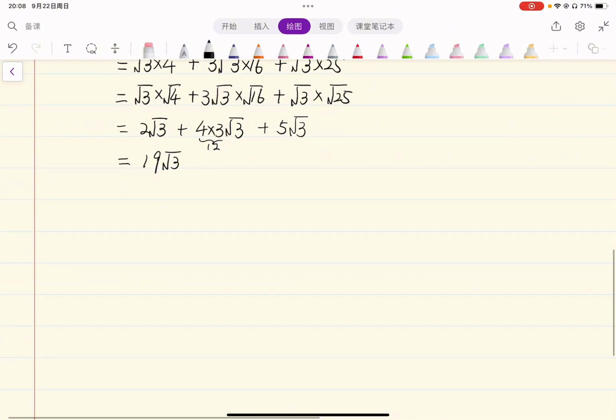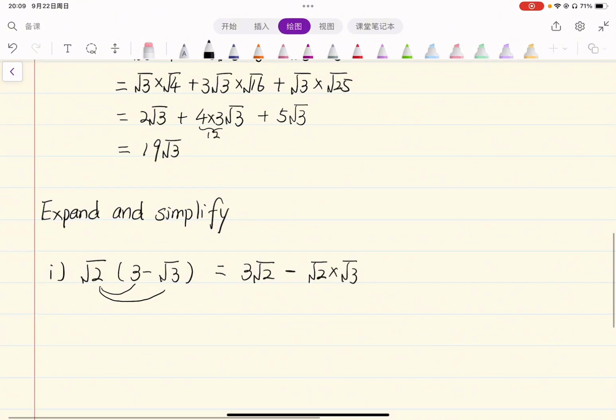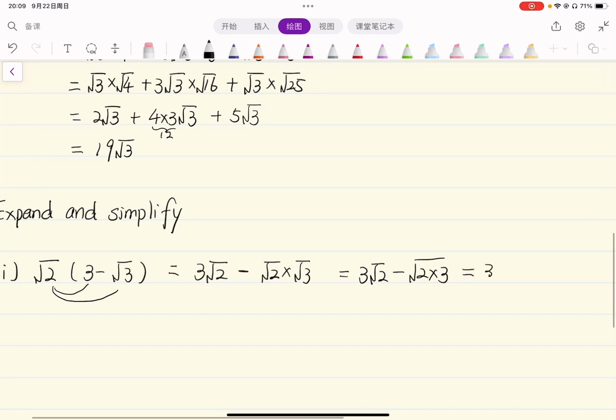Now let's move on to the harder ones, like expand and simplify. For the first question, we have square root of 2 times 3 minus square root of 3. So we expand that, we get 3 times square root of 2, and the other one is square root of 2 times square root of 3, minus that. Thus we get 3 square root of 2 minus square root of 2 times 3, which equals 3 square root of 2 minus square root of 6. That is the answer.